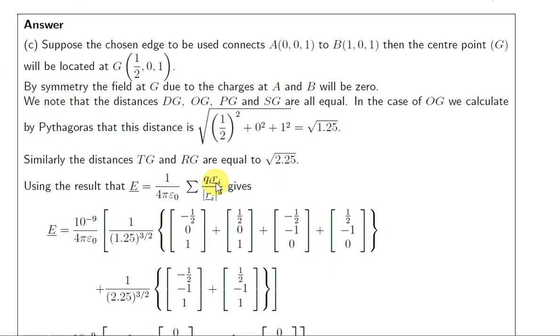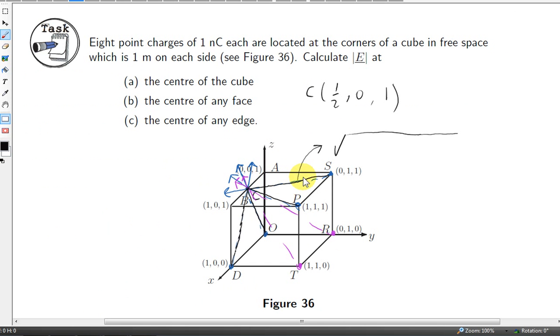Now, as before, we need to calculate this quantity here. So we need the magnitude of vector r_i. So that's just the distance of the charges to the point C. So let's get this distance here. So we take the coordinates of C and subtract the coordinates of S. So it's a half minus 0 squared plus 0 minus 1 squared. Well, that's just the same as 1 squared, plus 1 minus 1 squared. So we have the square root of 1.25 for that distance. And these four distances here, highlighted in black, are all square root of 1.25.